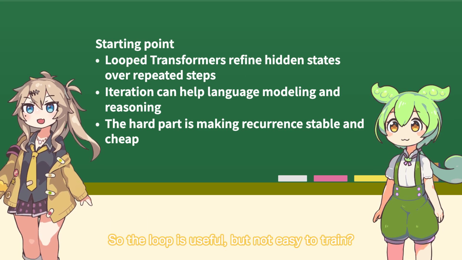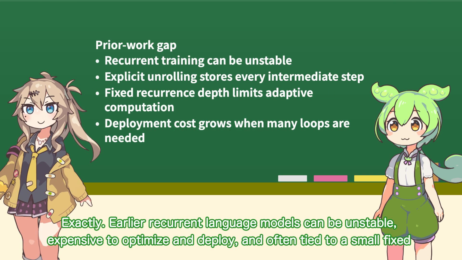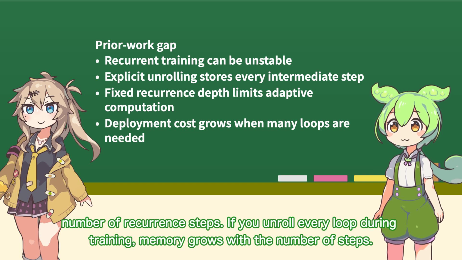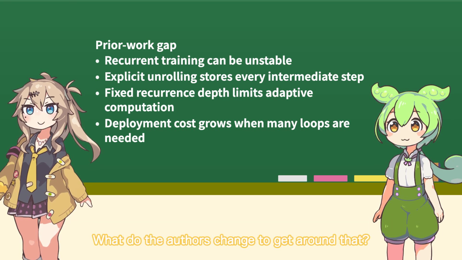So the loop is useful, but not easy to train? Exactly. Earlier recurrent language models can be unstable, expensive to optimize and deploy, and often tied to a small fixed number of recurrent steps. If you unroll every loop during training, memory grows with the number of steps. What do the authors change to get around that?